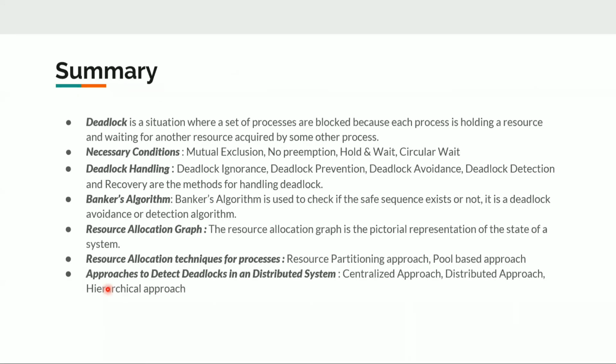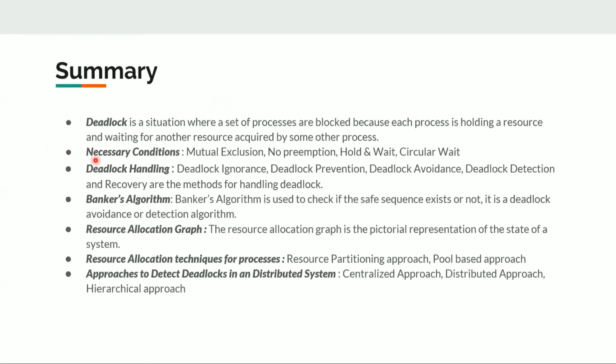Okay, so this is today's summary. First of all, we saw the deadlock. Deadlock is a situation where a set of processes are blocked because each process is holding a resource and waiting for another resource acquired by some other process. So we saw the example of the bank and the trains. So just remember them. It will be easy for you to remember.